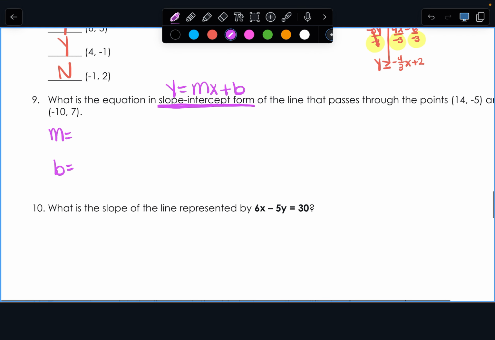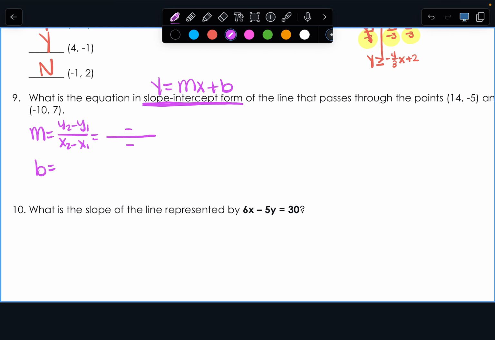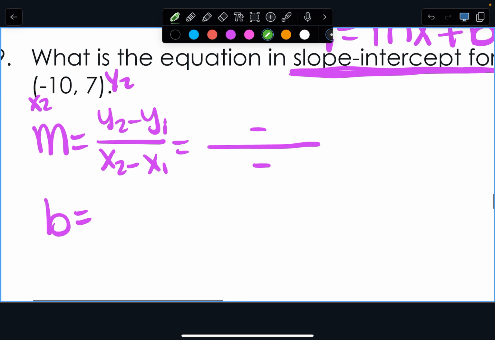Now, based on the information given, what can you find? Nothing. Yes, you can. What? You have to do y2 minus y1. Correct. We're going to use the slope formula first to find our slope. So here's my x1, y1, x2, y2. All right. What 2 numbers do we plug in at the top? Y2. Oh, wait, 7 and 5.